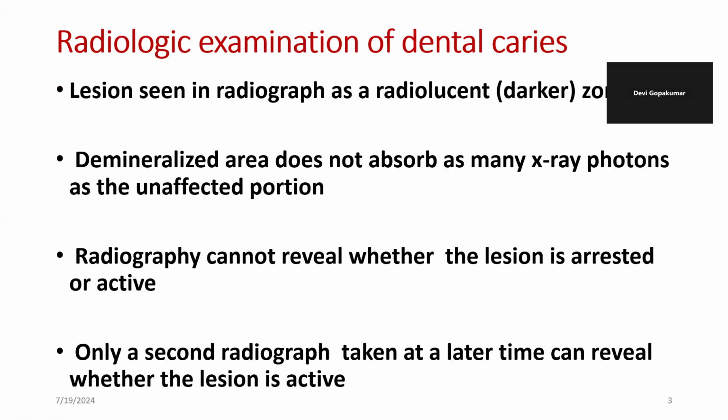Radiographic examination of dental caries. The lesion is seen in a radiograph as a radiolucent, darker zone. The demineralized area does not absorb as many X-ray photons as the unaffected portion. That's why you see a radiolucent or dark zone in the radiograph where there is the lesion. Radiography cannot reveal whether the lesion is arrested or active. Only a second radiograph taken at a later time can reveal whether the lesion is active or not.